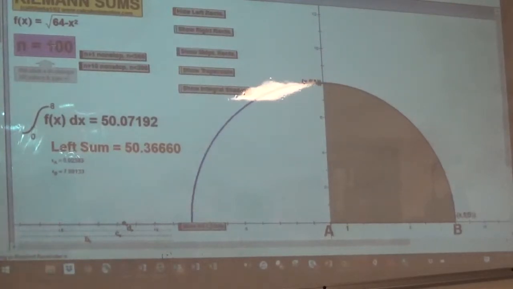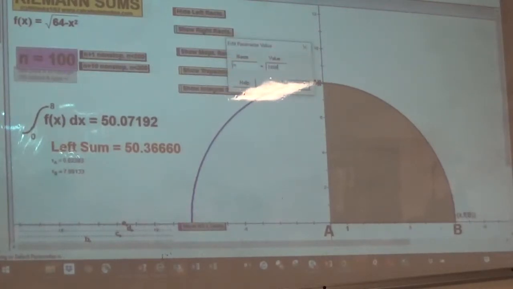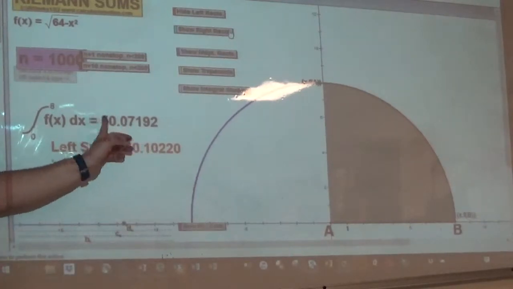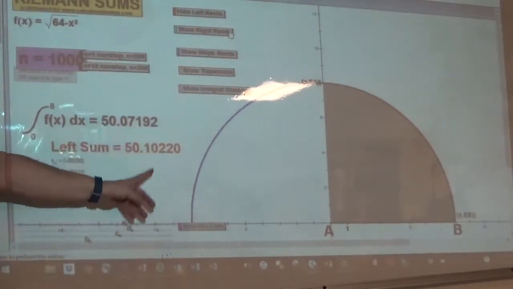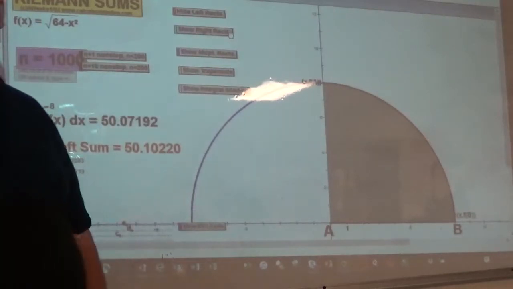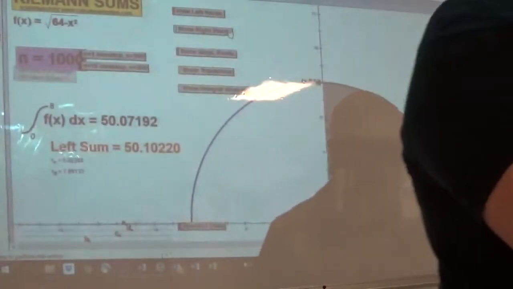Paul, can we do 1,000 rectangles or is it going to blow up? I'm not sure. 1,000. Even at 1,000, look at this, not exact. Still some error. How would we go to the exact right answer?